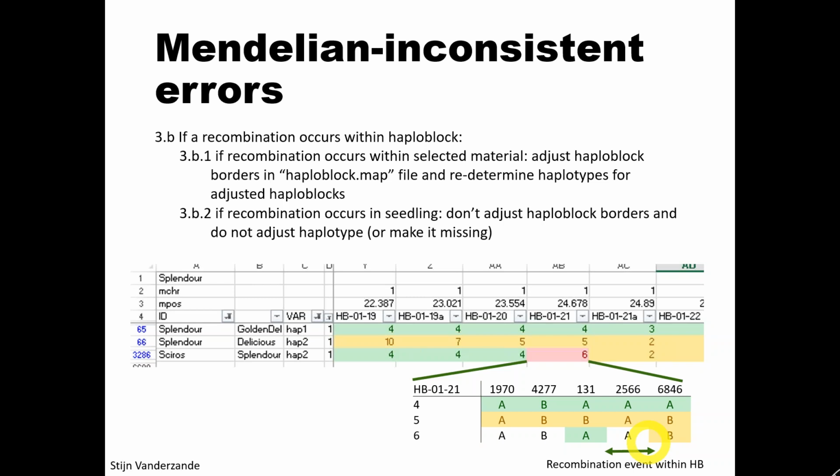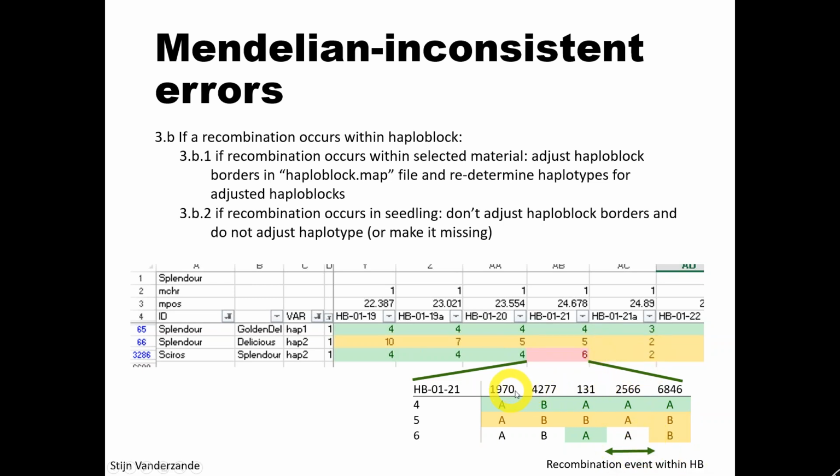Now, in this example, Cyrus is not a seedling, it's a cultivar, and we wanted our haploblocks to be free of recombinations for selected material. Now, for this selected individual, a recombination occurred in its haploblock. So at that point, we need to go and adjust our haploblock borders. And the best way to do this would be to split this haploblock into 2. And in this case, there are 2 places to split it.